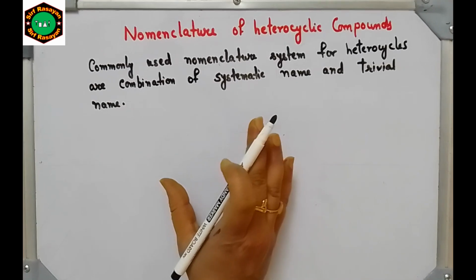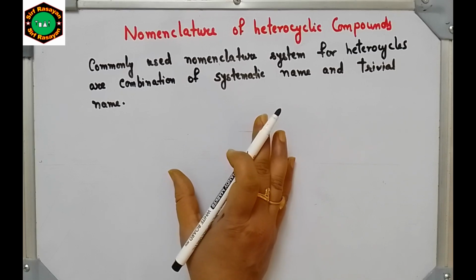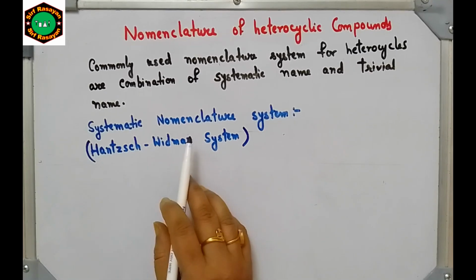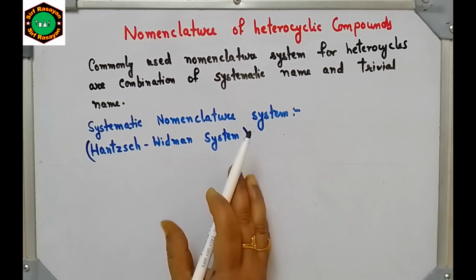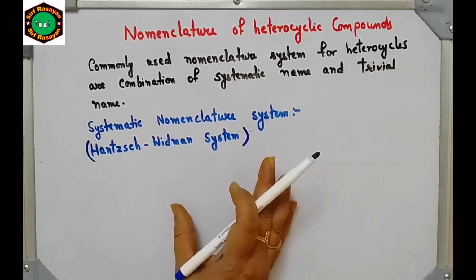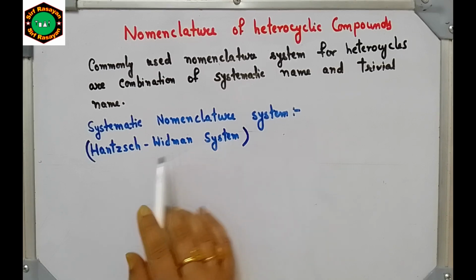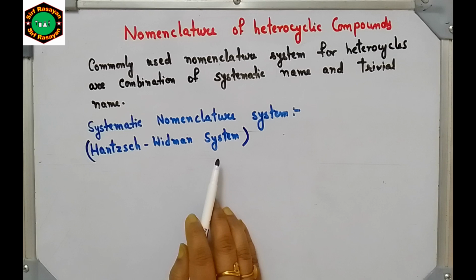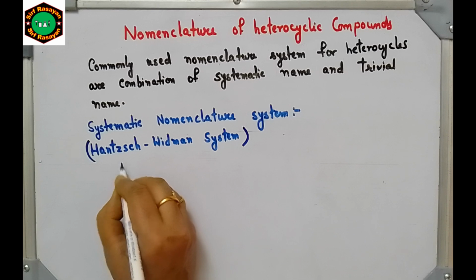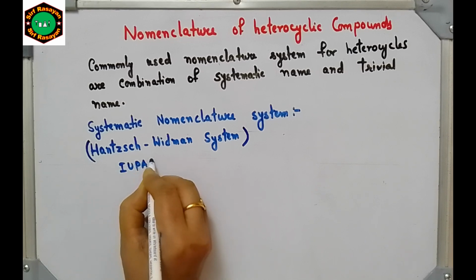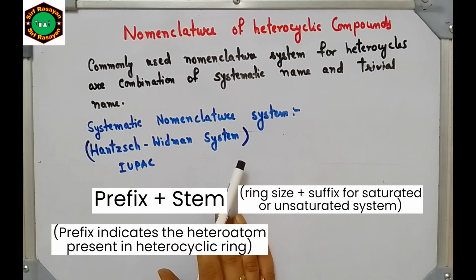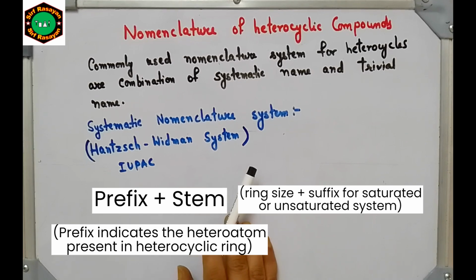Now, the commonly used nomenclature system for heterocycles is a combination of systematic name and trivial name. The systematic nomenclature system is the most widely used system of nomenclature and it is used for 3 to 10 membered monocyclic heterocycles. Under this Hantzsch-Widman system, this system is accepted by IUPAC. We will study about this system. So now I am going to explain the Hantzsch-Widman system.